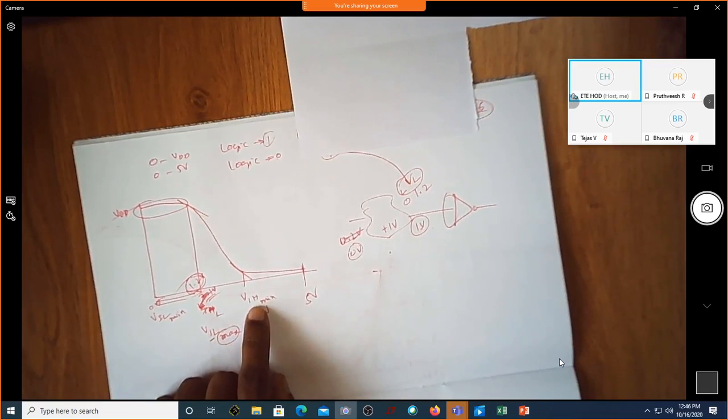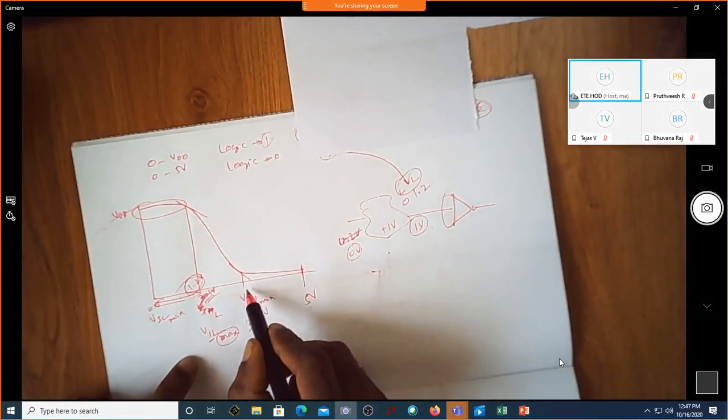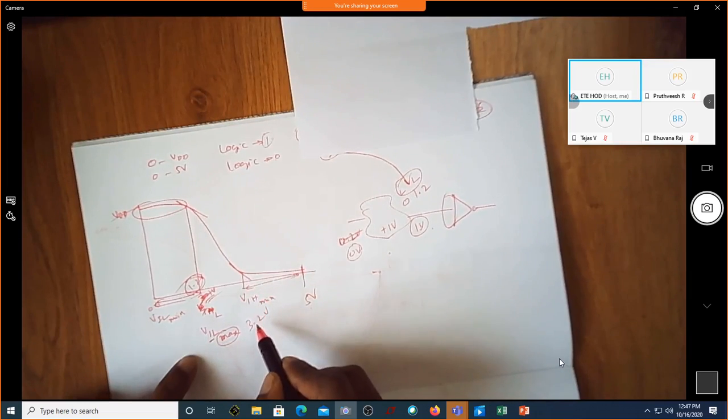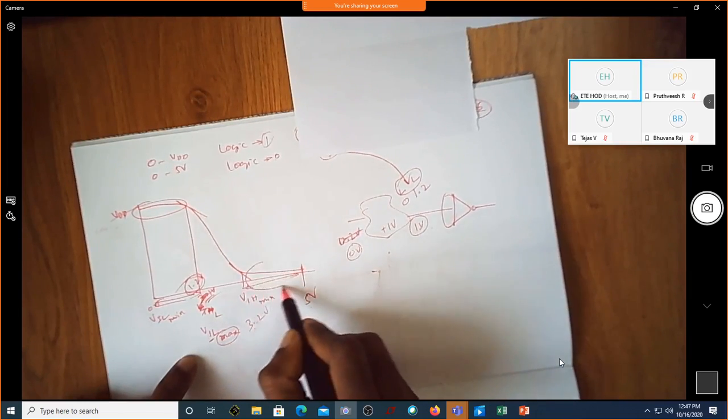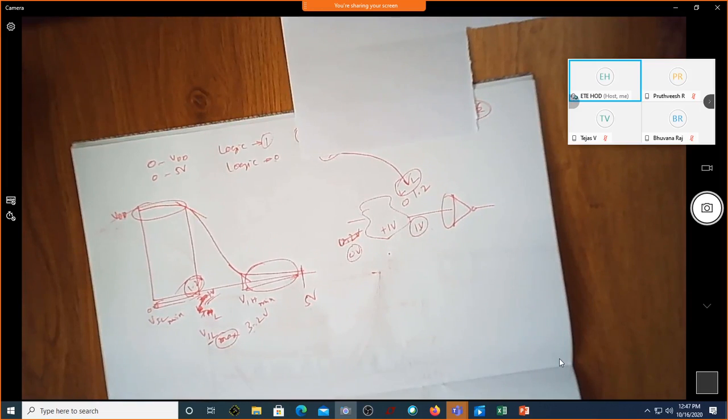You can see there is some minimum voltage. You cannot go below this. If you go below this, it is not guaranteed that it will be considered as low or high. But anything between 3.2 and 5 will be considered as logic high. Correct? Yes, sir. Getting the point?